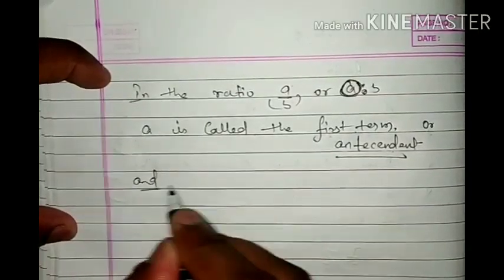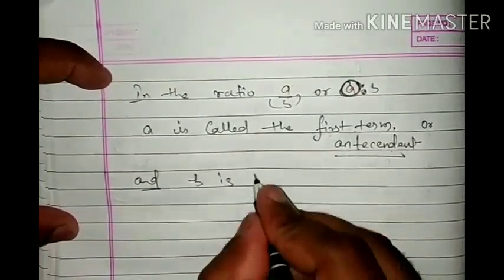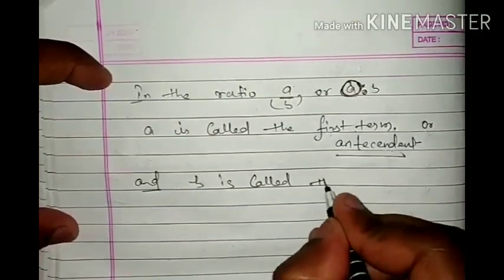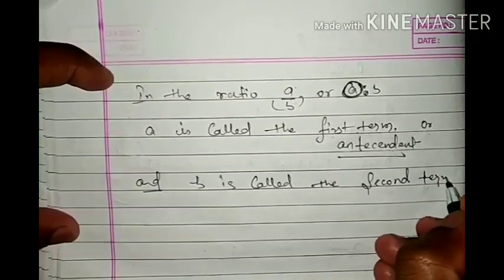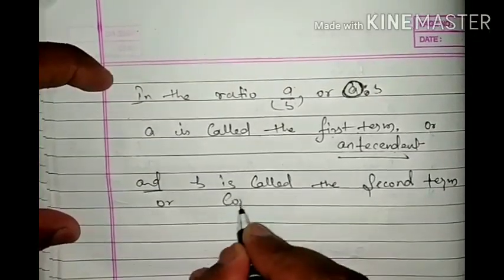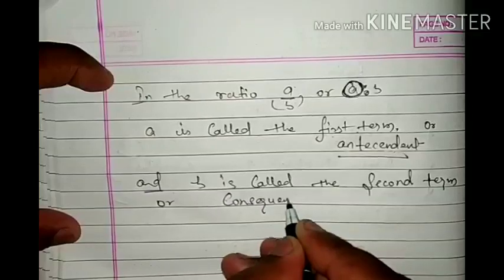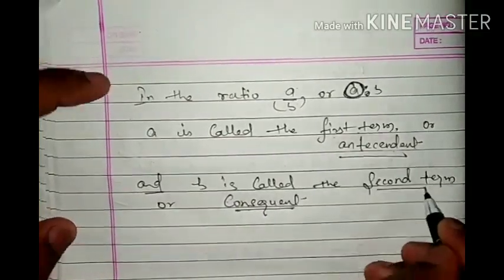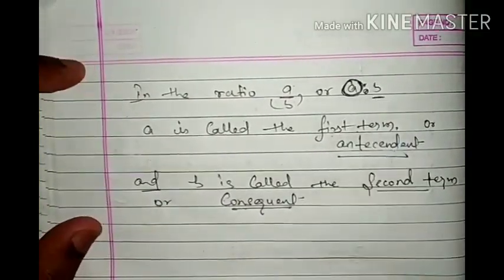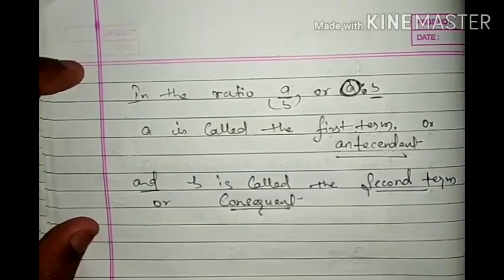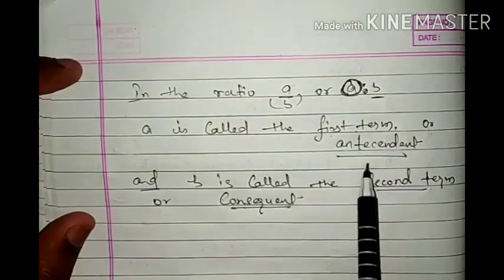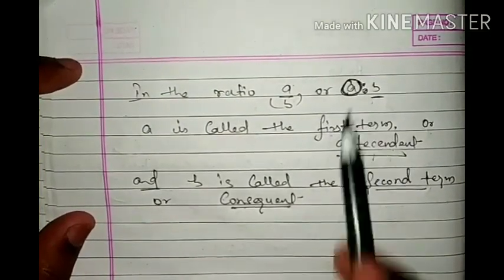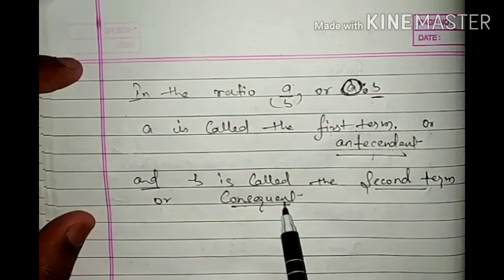And B is called the second term, or consequent. B को बोलते हैं सेकंड टर्म or consequent. In any ratio, A by B or 2 by 3, 5 by 7, anything, the first term will be considered as antecedent and the second term will be considered as consequent.